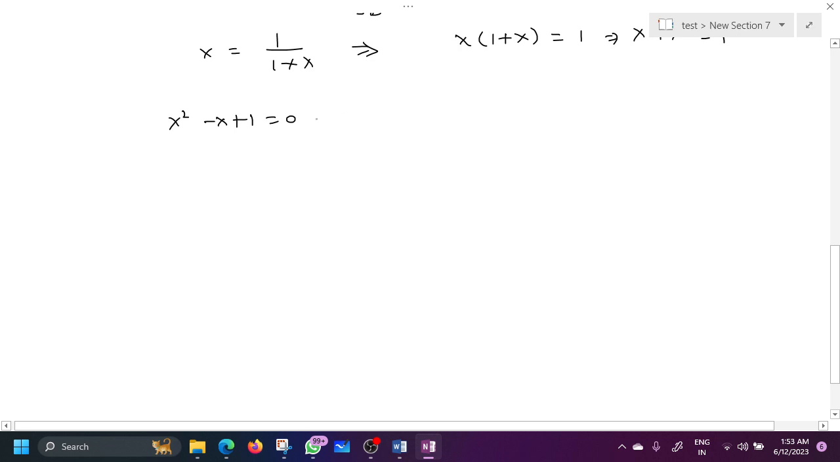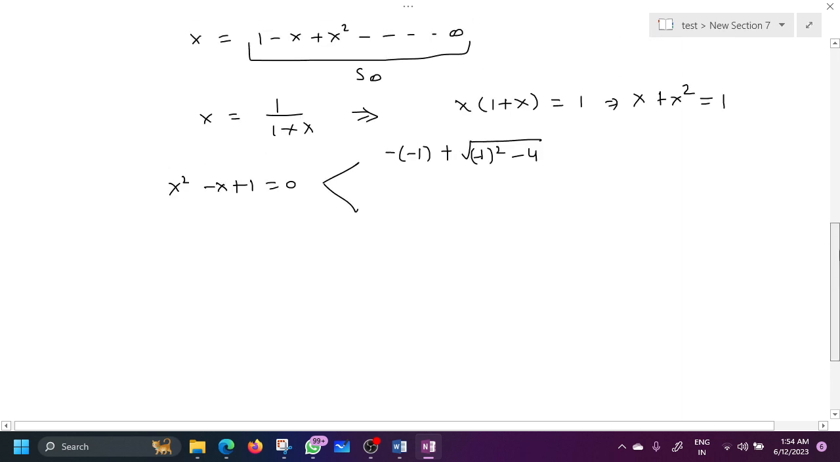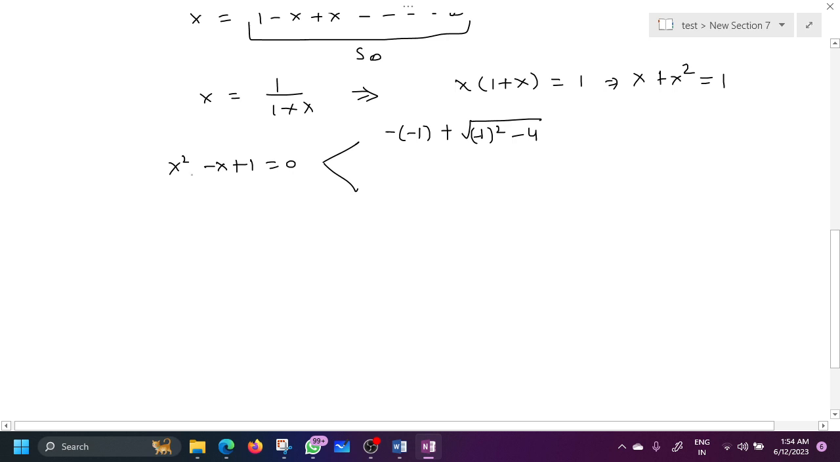Now it will give you two roots. X will give you two roots, which is minus of minus 1 plus under root of minus 1 whole square minus 4. One moment, I made a mistake here. Actually this quantity is minus 1. x square plus x minus 1 is equal to 0 is the correct equation, not this one.